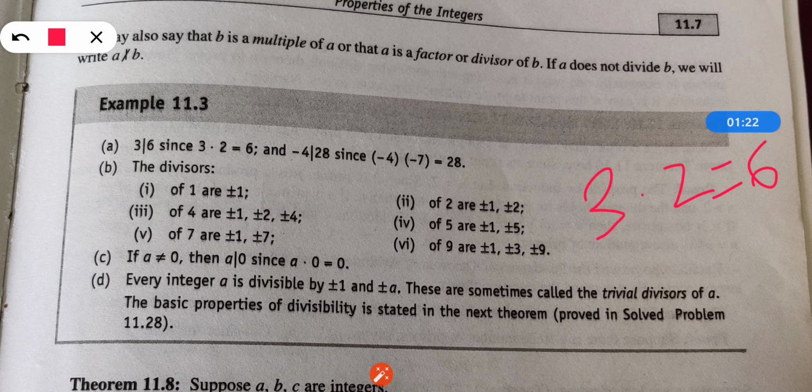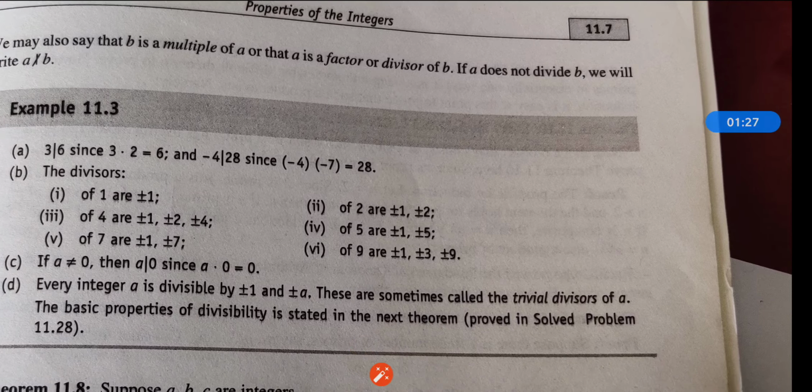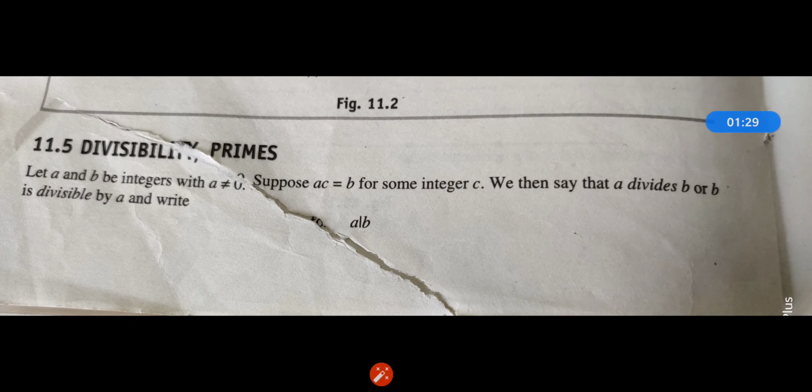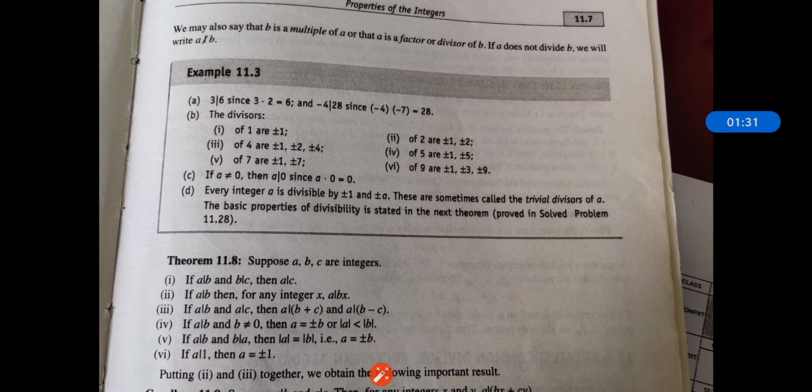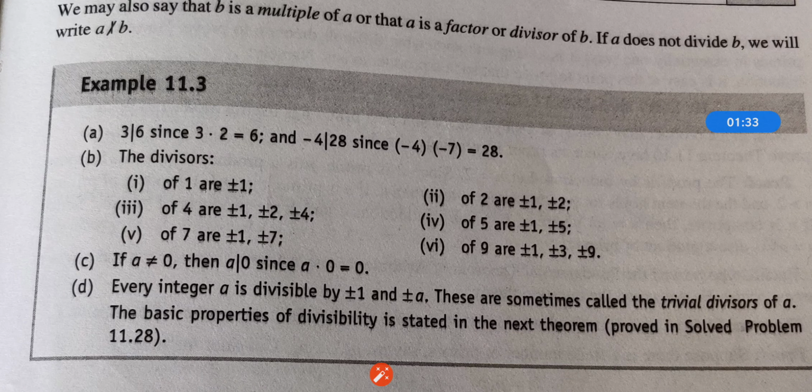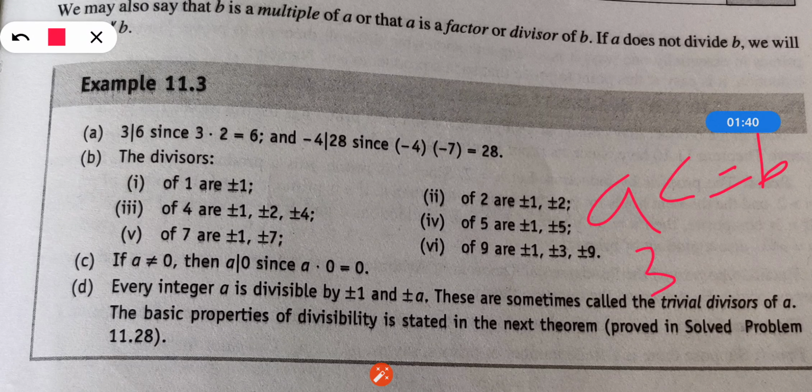As I said in the last section, ac is equal to b. So in this, 3 into 2 is equal to 6, ac is equal to b. That is, 3 divides 6. So in this way we can work with divisibility. In the same way, minus 4 divides 28, that is minus 4 into minus 7 is equal to 28.